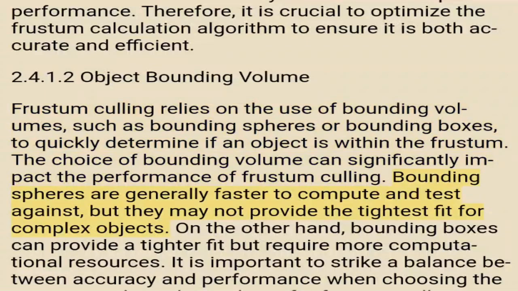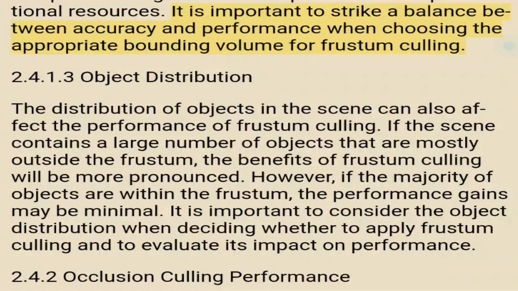Bounding spheres are generally faster to compute and test against, but they may not provide the tightest fit for complex objects. On the other hand, bounding boxes can provide a tighter fit but require more computational resources. It is important to strike a balance between accuracy and performance when choosing the appropriate bounding volume for frustum culling.